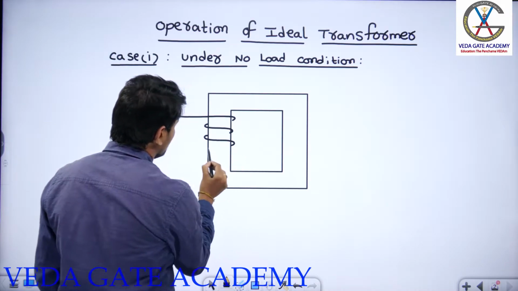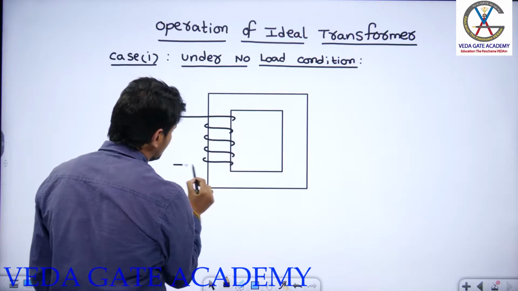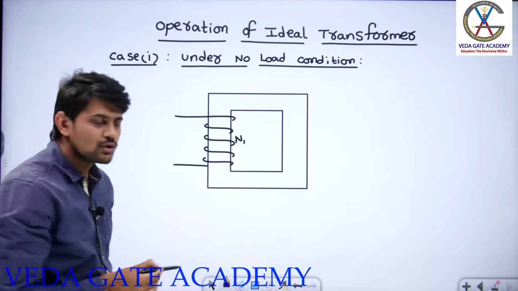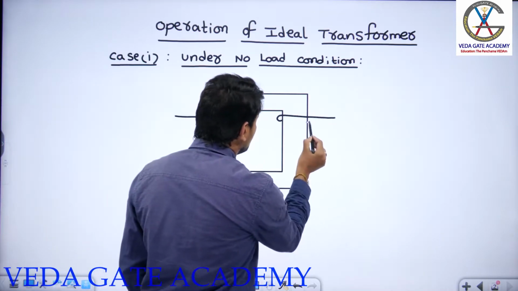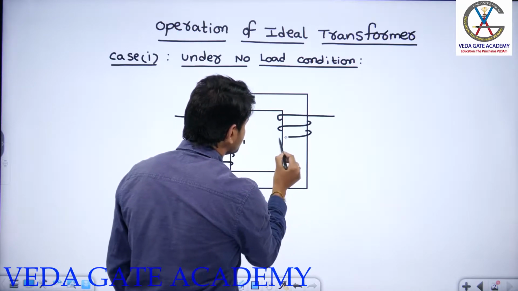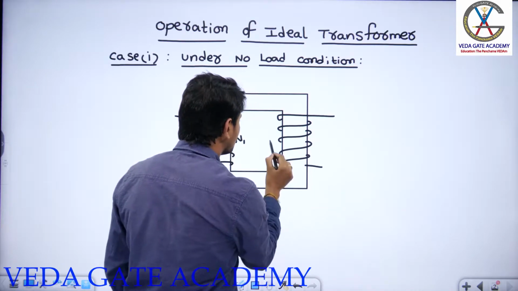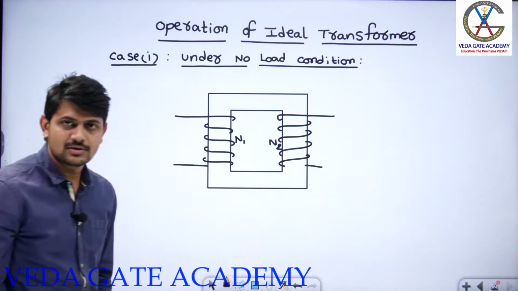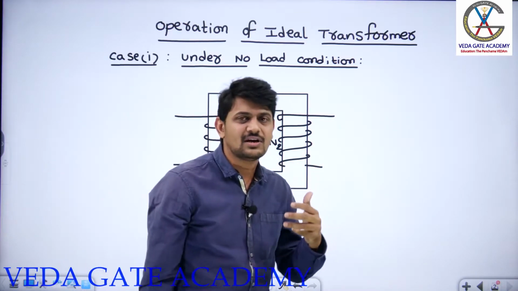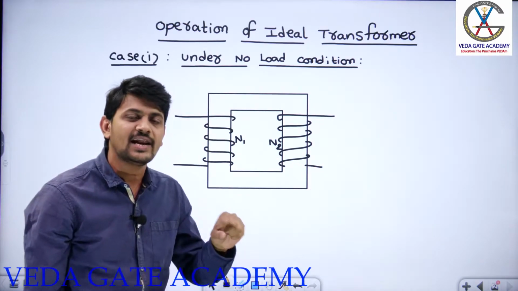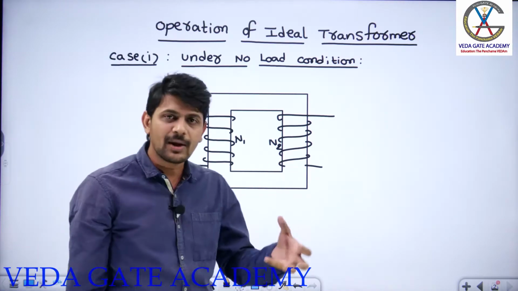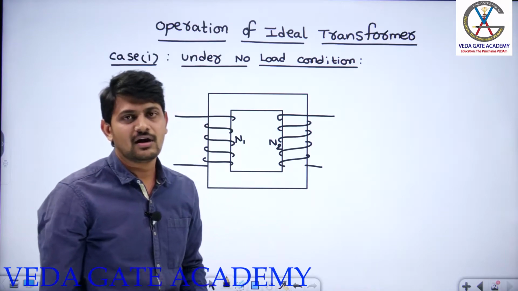Let us assume this particular winding placed on this limb has n1 number of turns, and I wind one more winding on the other limb, which consists of n2 number of turns. Generally, the winding which is connected to the source is called the primary winding, whereas the winding which is open or about to be connected to the load is called the secondary winding.